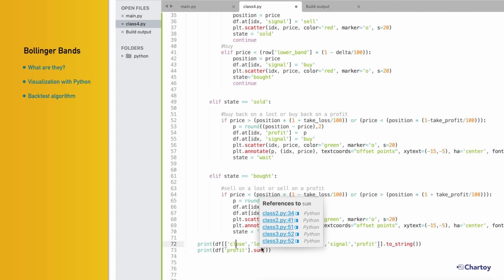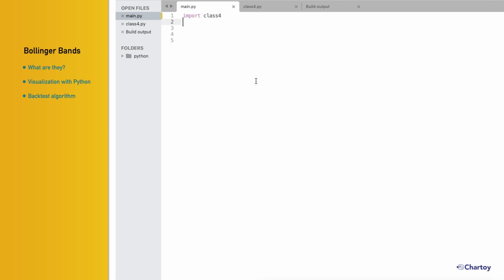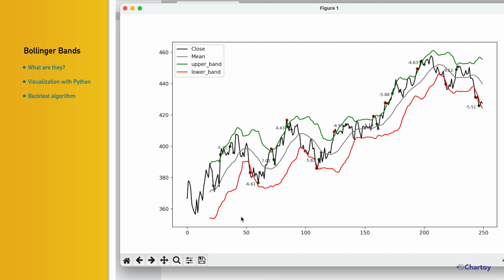Here we just print all the columns that we're interested in, and we print the sum of the profit. The profit is for each position, we calculated the profit, as you remember, so we will calculate the sum of the profits. So let's run this and see what happens. Okay, so this is how it looks like.